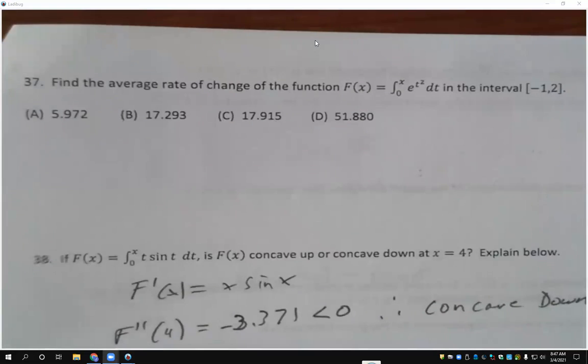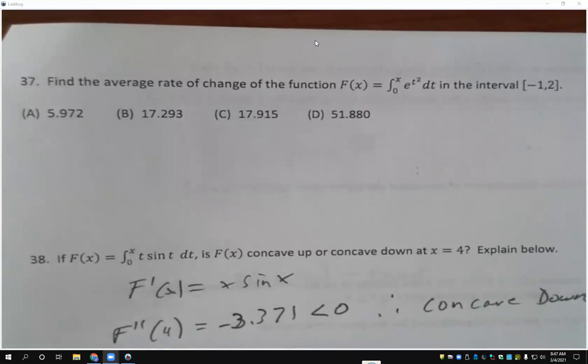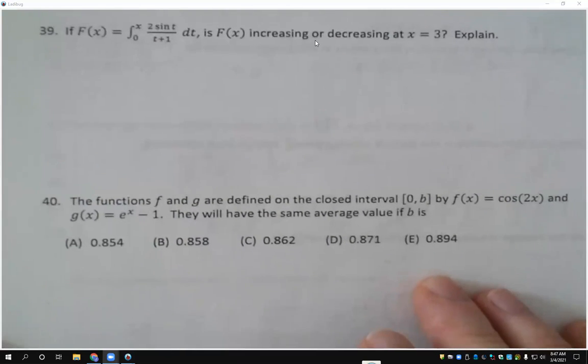All right, 37, anybody? All right, let's just do 39 or 40. I can fit those in there.